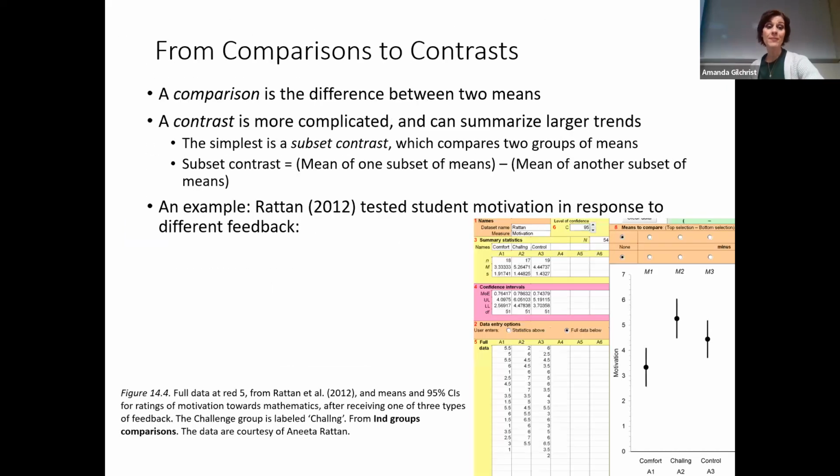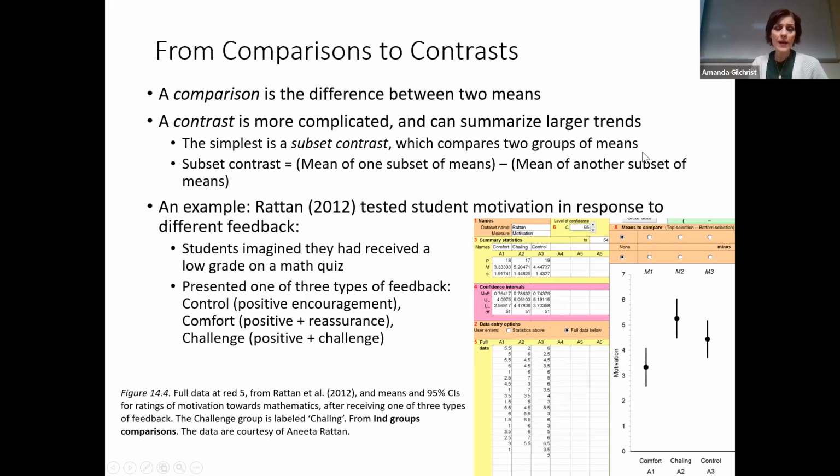Now, we're going to look at something that is called a contrast. So a comparison is looking at the difference between two means. A contrast is going to be a bit more complicated, and it can ultimately summarize larger trends. So we can do what is called a subset contrast. So we can look at the mean of one subset of means minus the mean of another. So I'm going to give you an example from Ratton in 2012.